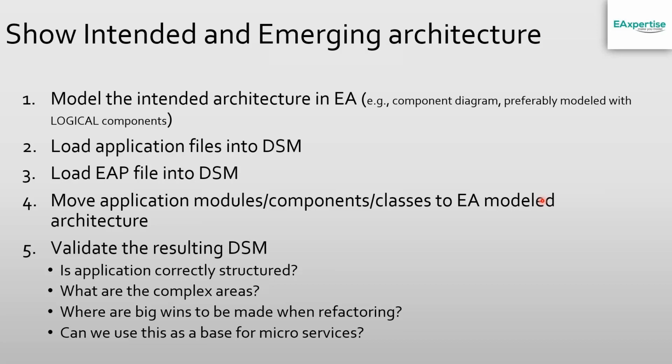When that happens, the DSM will show you the result of this. So you can find out if an application is correctly structured. Does it fit the intended architecture, or was your development team like a bunch of capuchins who went their own way? What areas in the software or in your model are complex and maybe you have to redesign them? What changes can you make to do significant refactorings? And if you intend to move from your silo application to microservices, what can we use or reuse in those microservices?